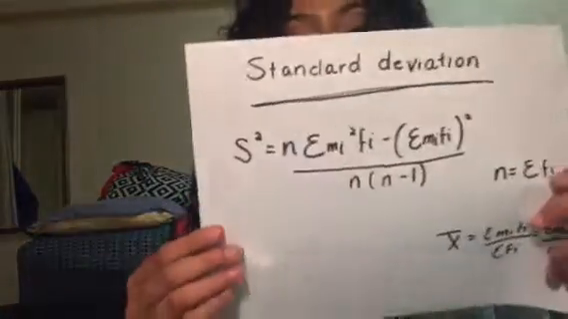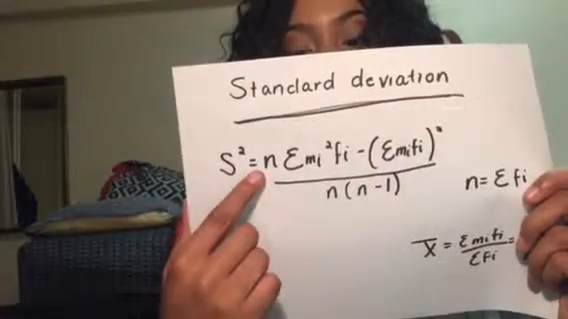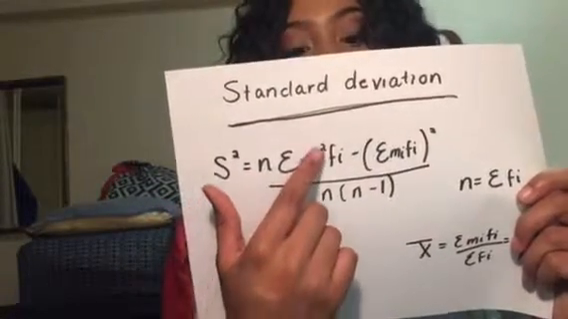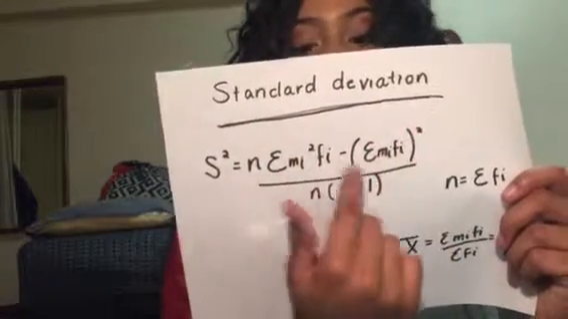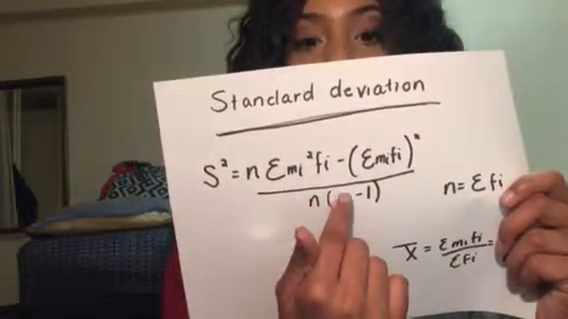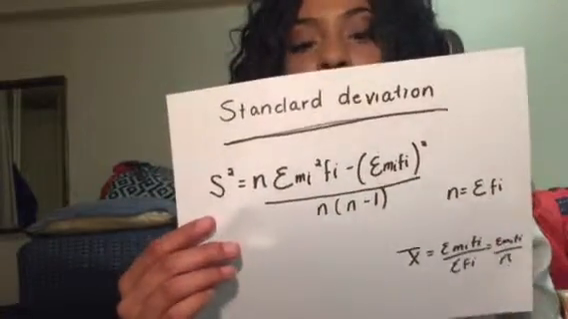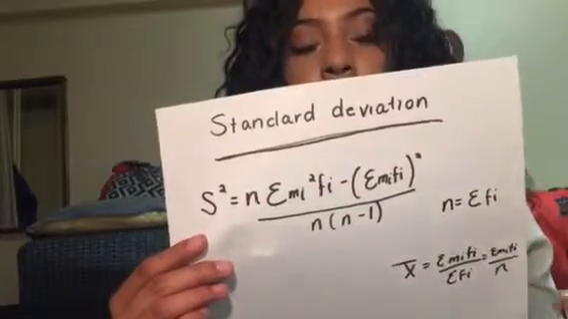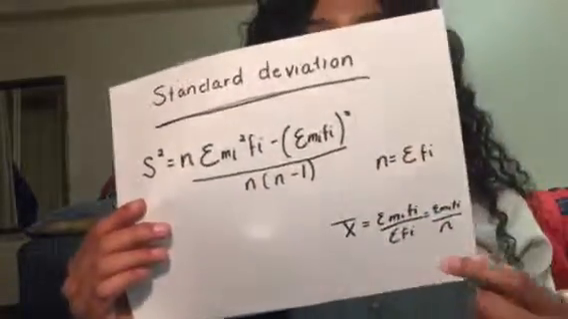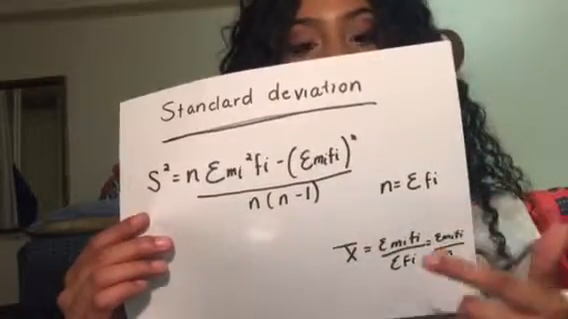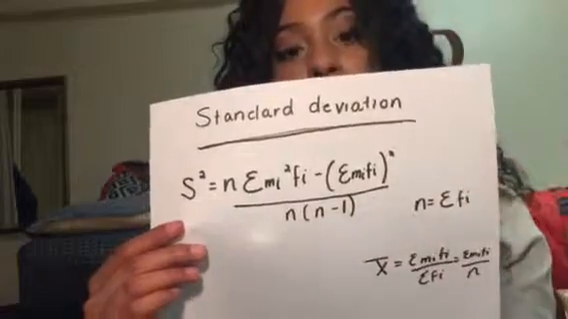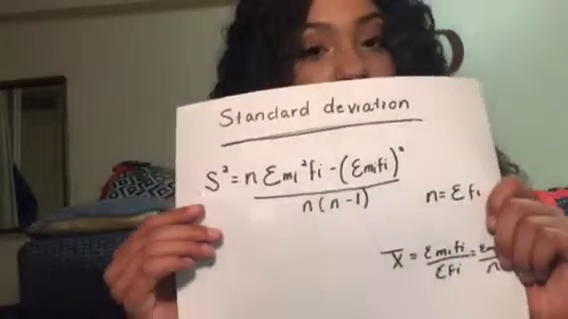The next one is standard deviation. And for this one, it's pretty straightforward. It's just the sample size times the midpoint squared times frequency minus the midpoint times frequency squared, over the sample size, parentheses, sample size minus 1. So it's close to the variance one, so it's pretty straightforward. And also, I should put the mean down here like you learned previously, because you always want to find the mean before you find the standard deviation. And so that's how you get standard deviation.